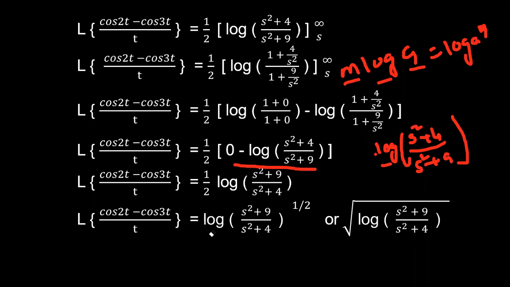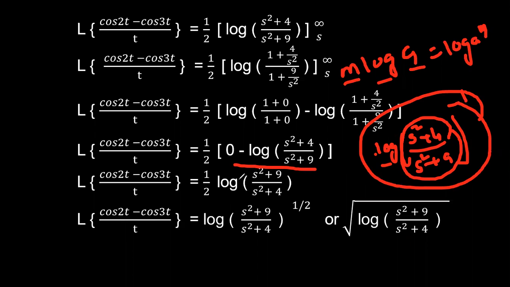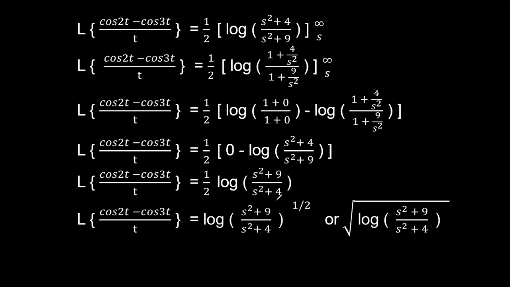Now we have to simplify: log of s square plus 4 by s square plus 9 whole power minus 1. When you have this minus 1, what do you have to do? You have to interchange the numerator term to the denominator and the denominator term to the numerator. Finally, this equation is simplified as log of s square plus 9 by s square plus 4, into 1 by 2. Why? Because we have the minus term, so you have to convert m log a into log a power m.